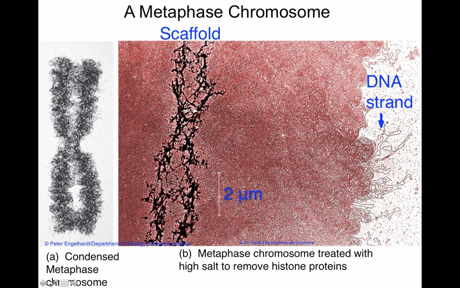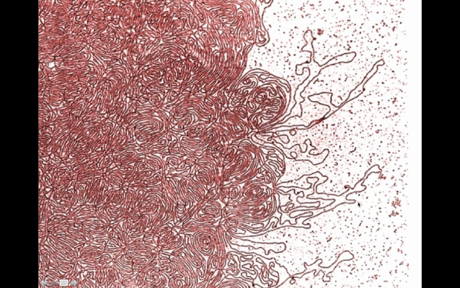If you take one of these metaphase chromosomes, however, and treat it with high salt to remove the proteins, you can see how the DNA is splayed out from the scaffold. And again, this looks very similar to the bacterial cell that we saw with its chromosome splayed out. That's a nice up-close picture of it.